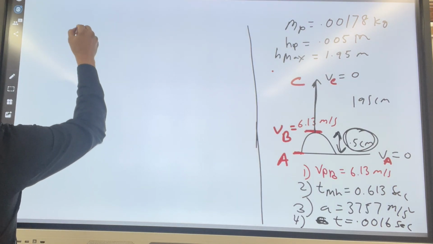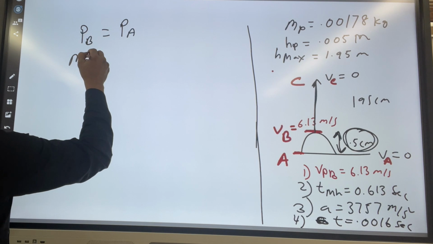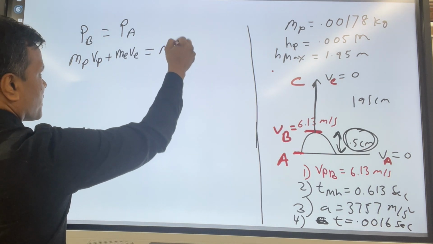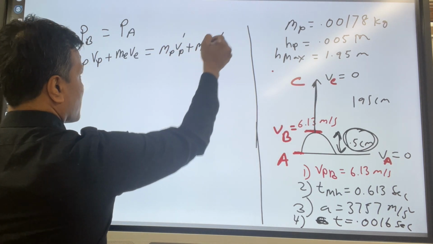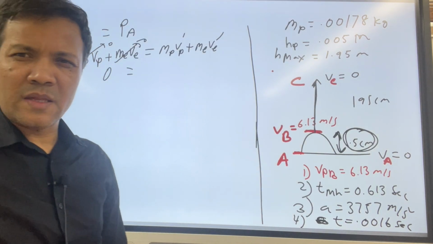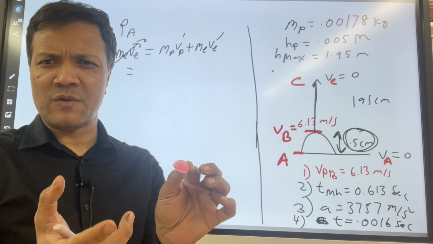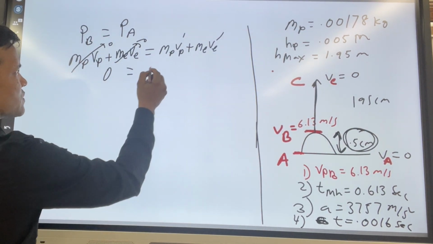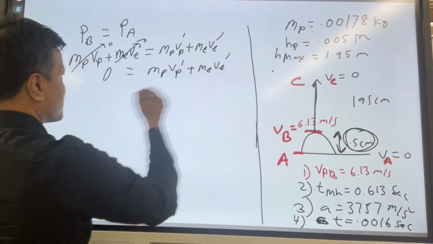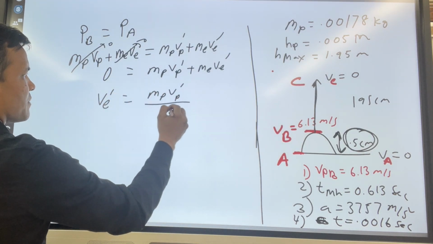Momentum before is equal to momentum after. So m popper v popper plus m earth v earth is equal to m popper v popper prime plus m earth v earth prime, right? So this is 0, this is 0. Before I pop the popper, the popper was at rest, so the popper velocity was 0, and therefore the earth velocity was also 0. So m popper v popper prime plus m earth v earth prime. So v earth prime is equal to m popper v popper prime over m earth.